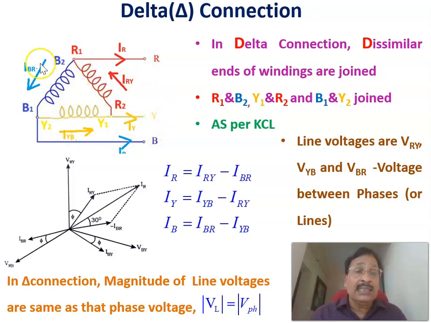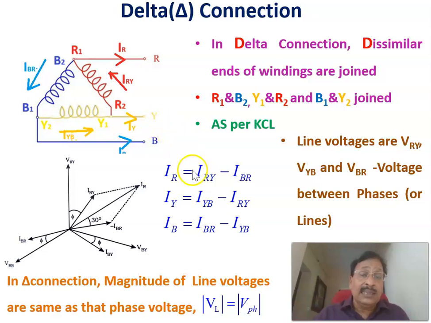Now, in a delta connection, these are called the line voltages, and the voltage across the phase is equal to the phase voltage. Line voltage equals the phase voltage. Therefore, in a delta connection, the voltage between each phase is the same as the voltage between each line. The line voltage is the same as the phase voltage in a delta connection, but the line current is different. Line current is not the same as the phase current.